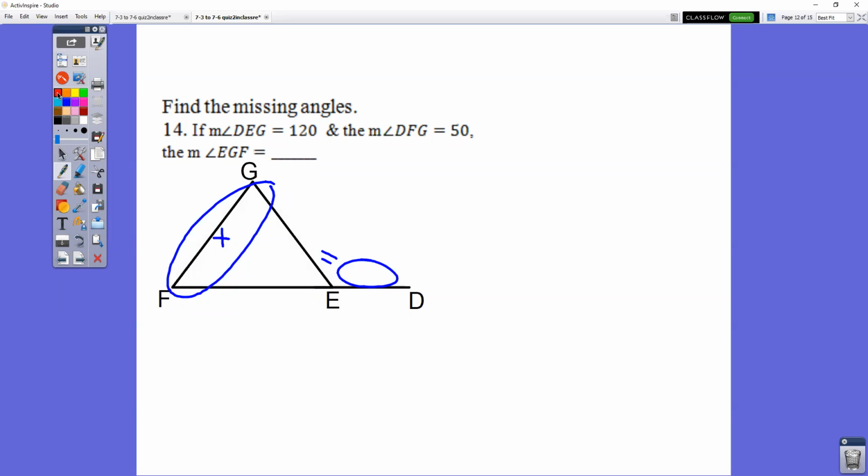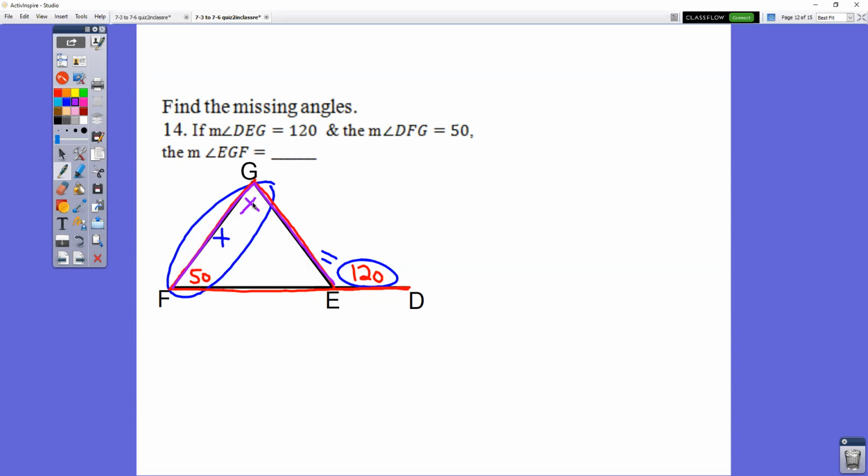Angle DEG. DEG. Remember, you need to be able to trace it with your finger. This angle, it says, is 120. DFG. DFG. This angle is 50. Find angle EGF. EGF. Find that purple angle at the top.